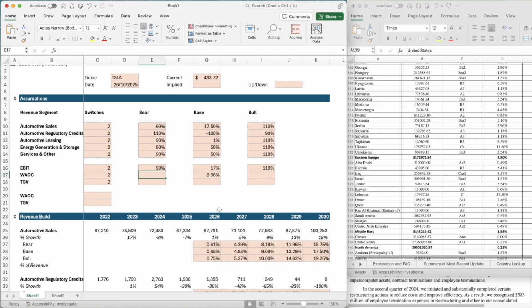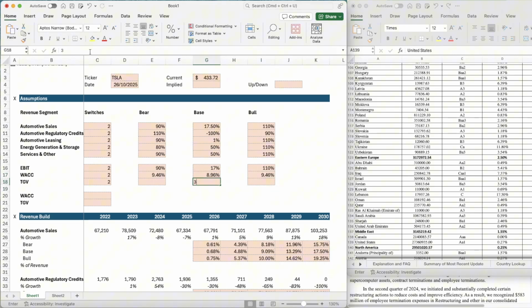Now, for the bear WACC, we're going to say the base plus 0.5%. Sorry, you need to put percent on there. Like that. For the bull, we minus 0.5%. The higher your WACC, the more bearish the situation is.